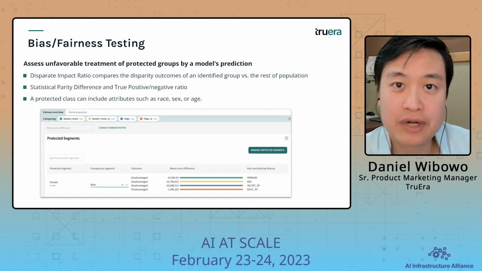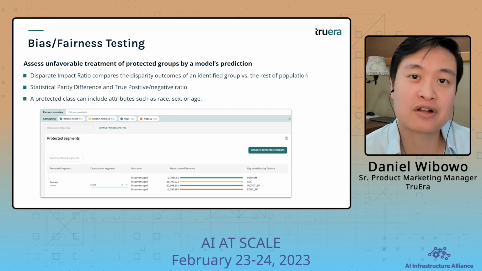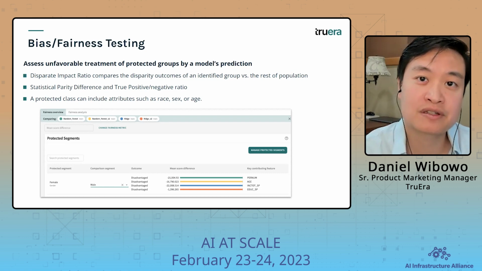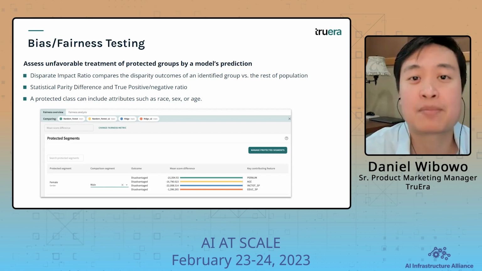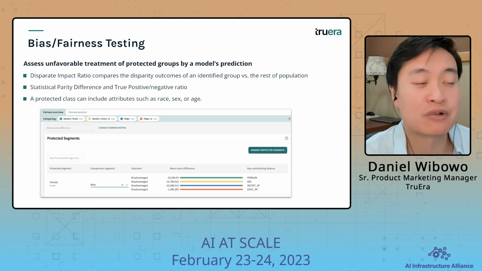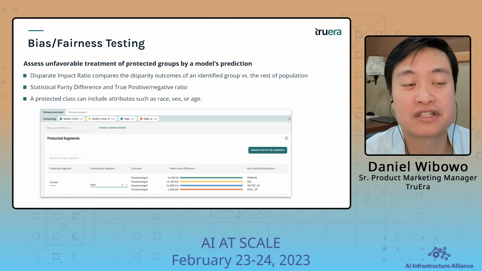So just to talk more in detail about bias testing, there are several different metrics here. We're looking at disparate impact ratio, where we're looking at protected groups and its bias versus the entire population. And then there are several other metrics here like statistical parity difference, as well as true positive/negative ratio.